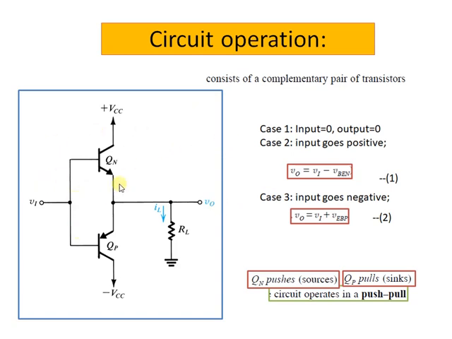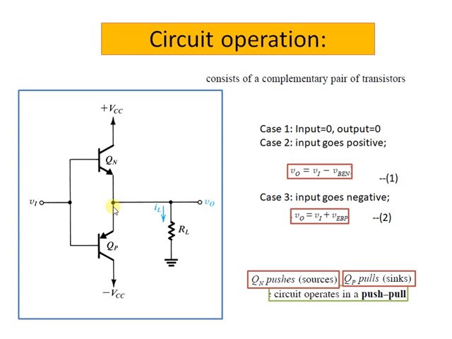So that is why in this case QN will supply the load current IL. And at the same time, the emitter base junction of QP is reverse biased by VBEN, which is equal to 0.7 volt. So that is why the transistor QP will be in cutoff.